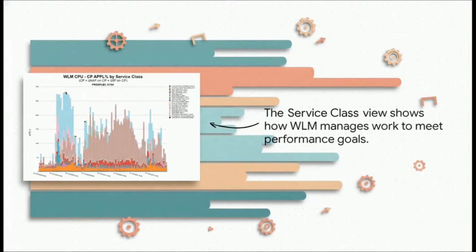But now, we drill down a level to the service classes. This view is much, much closer to what WLM is actually looking at from moment to moment. Each of those different colored bands represents a different service class, each with its own specific goal and importance level. This is where real performance analysis begins.